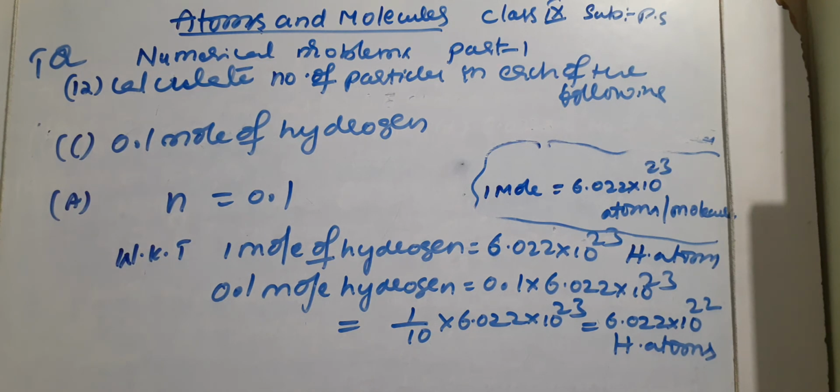So these are the numerical problems in part 1 of the chapter, connected to molecular mass, molar mass, number of moles and also Avogadro number, students. That's all for this topic.